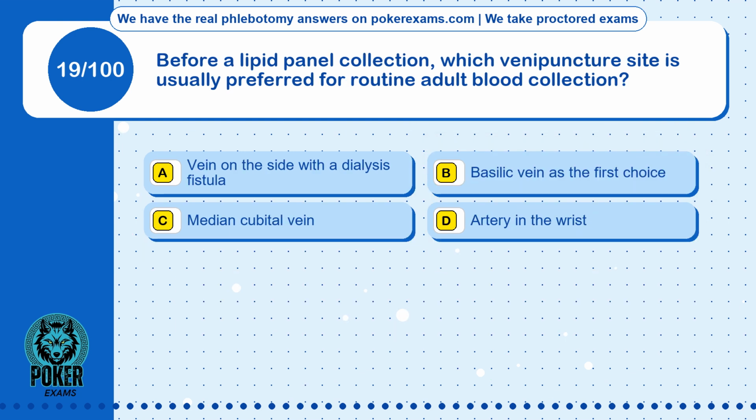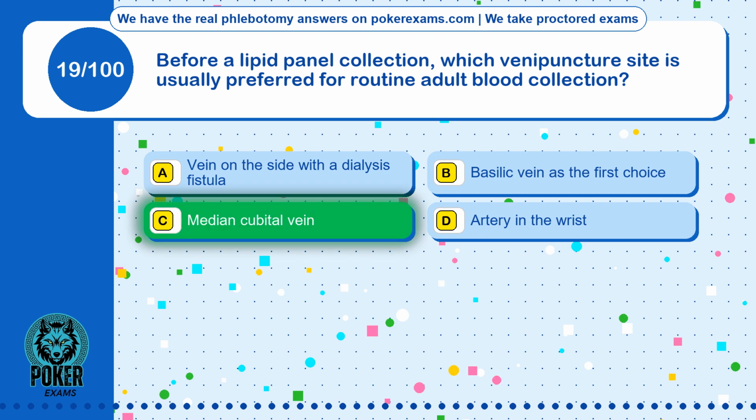Question 19. Before a lipid panel collection, which venipuncture site is usually preferred for routine adult blood collection? Option A, vein on the side with a dialysis fistula. Option B, basilic vein as the first choice. Option C, median cubital vein. Option D, artery in the wrist.